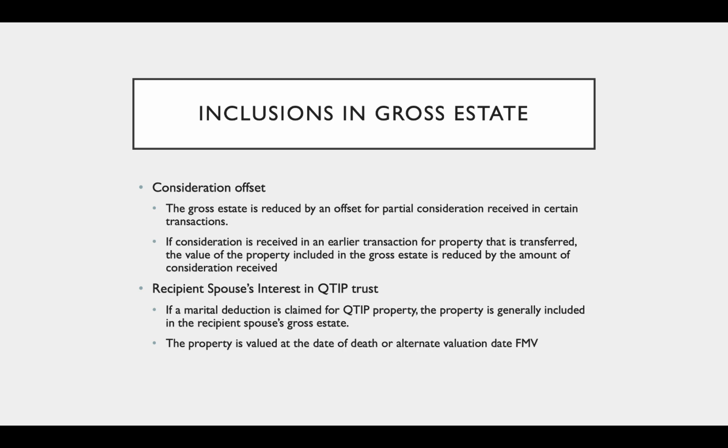These transfers are allowed a consideration offset, meaning the gross estate is reduced by an offset for partial consideration received in certain transactions. If the consideration is received in an earlier transaction for the property that's transferred, the value of the property included in the gross estate is going to be reduced by the amount of consideration received.